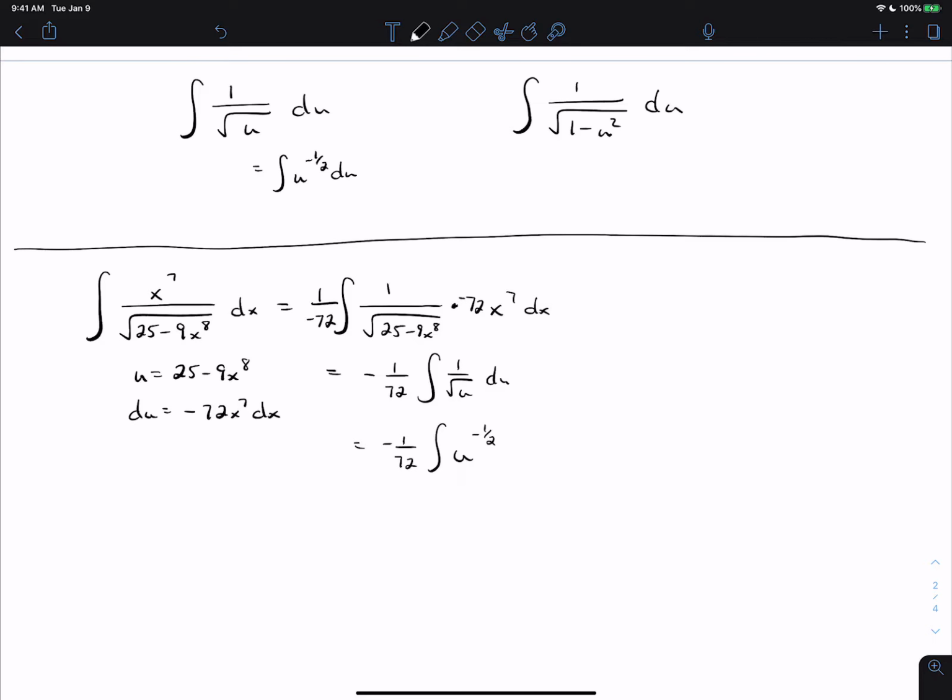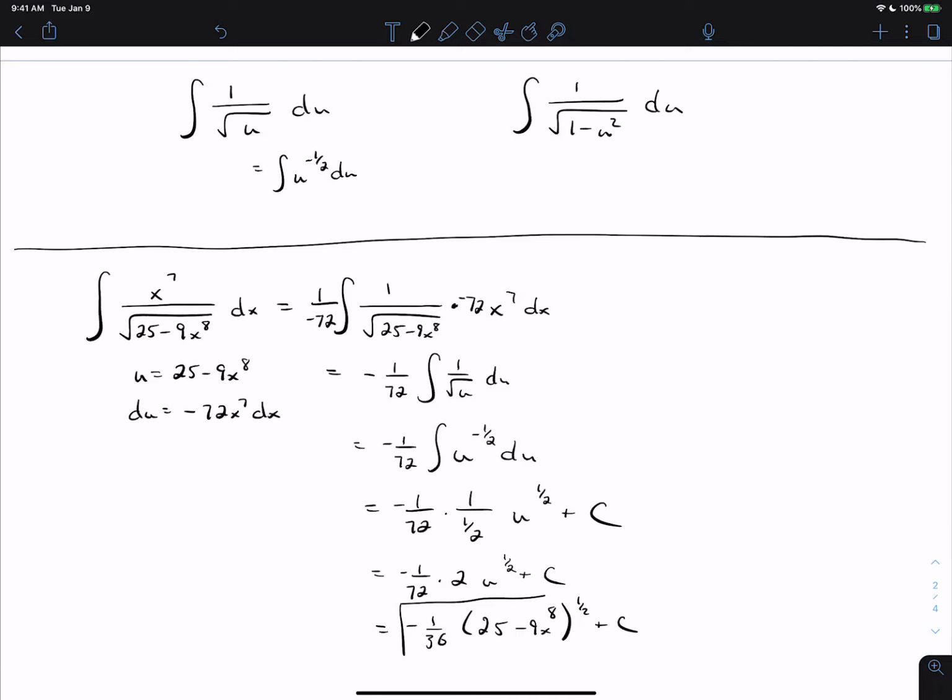Now we apply the power rule. So we add 1 to the power. -1/2 plus 1 is +1/2. So we get negative 1 over 72 times 2 times u to the 1/2 plus c. That's negative 1 over 36 times 25 minus 9x to the 8th to the 1/2 plus c. If we wanted to rewrite the 1/2 power as a square root, we could, or we can leave the answer like this.